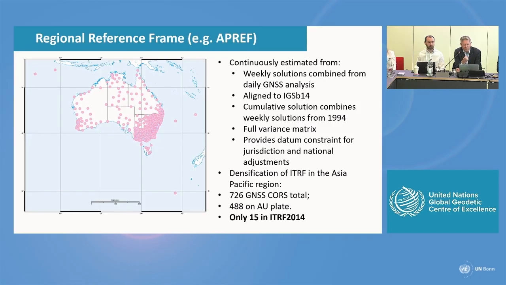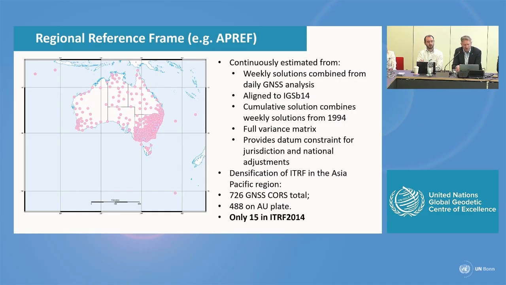So we had 726 cores in total, and 488 of those were actually on the Australian plate. And just in bold there at the bottom, it's that reminder of that critical element of having this regional frame, that if we didn't have the regional reference frame, we would only be constraining to 15 sites that were actually included in ITRF 2014 at the time. So we get a much richer and denser data set by constraining ourselves to the regional reference frame as part of the national adjustment.